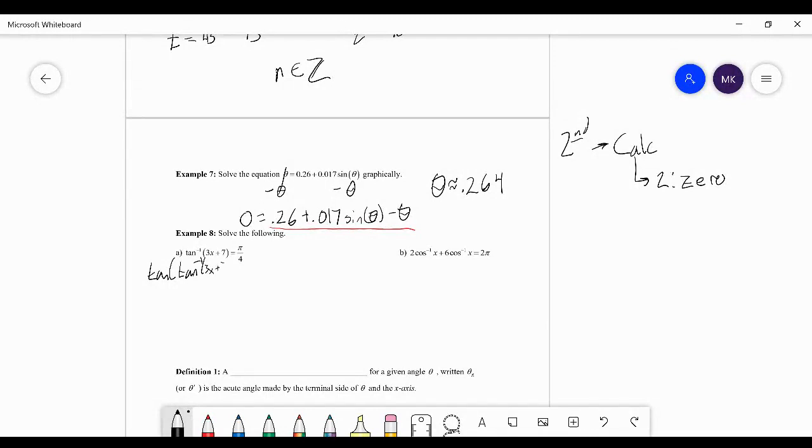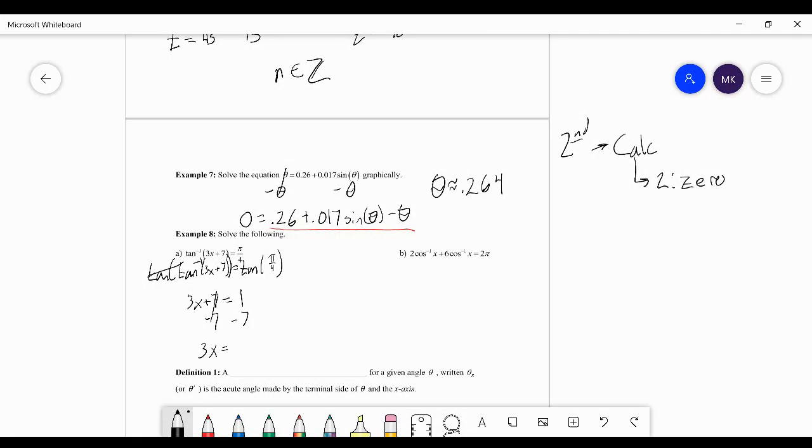So that gives me tangent of inverse tangent of 3x plus 7 equals tangent of pi over 4. Tangent of inverse tangent cancels, giving us 3x plus 7. And the tangent of pi over 4 is 1. This is an easy equation, right? Subtract 7. We get 3x equals negative 6, divided by 3, x equals negative 2. Awesome. Next one.